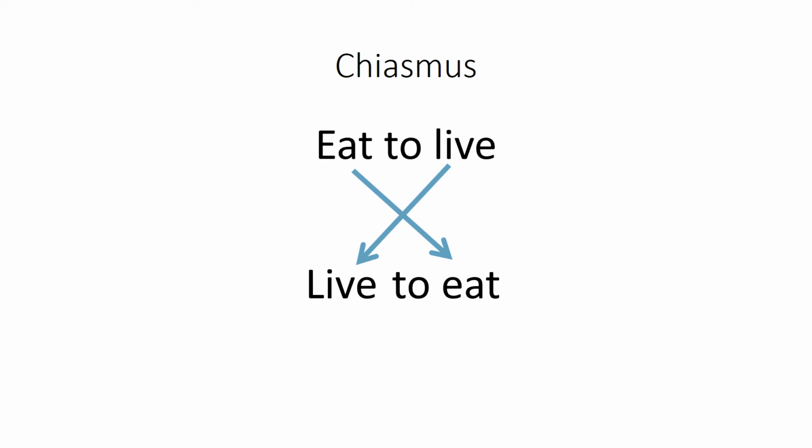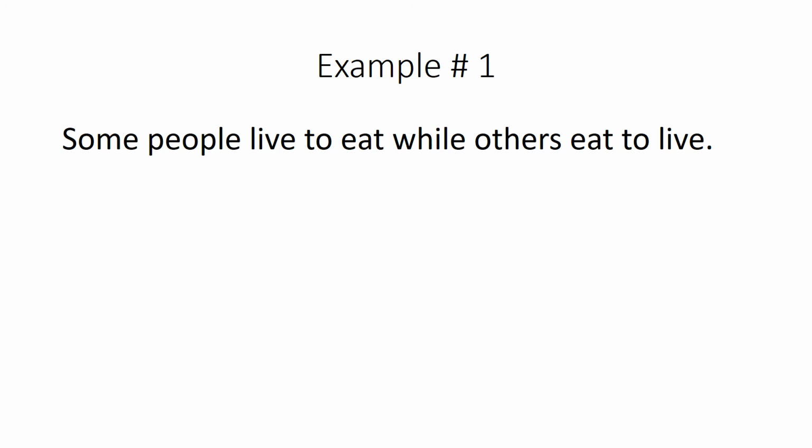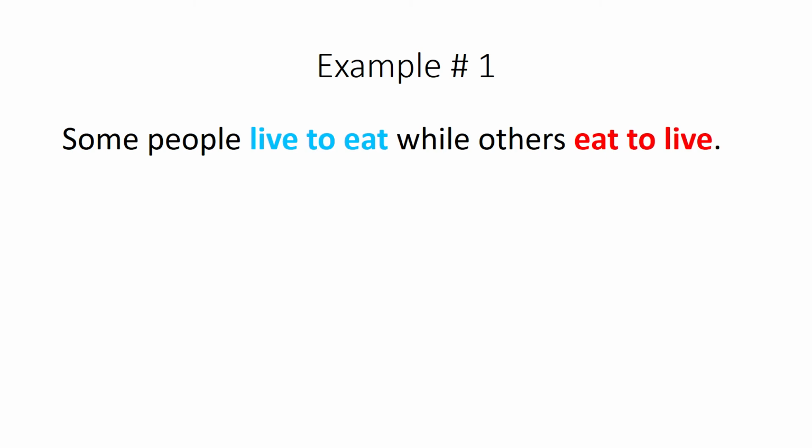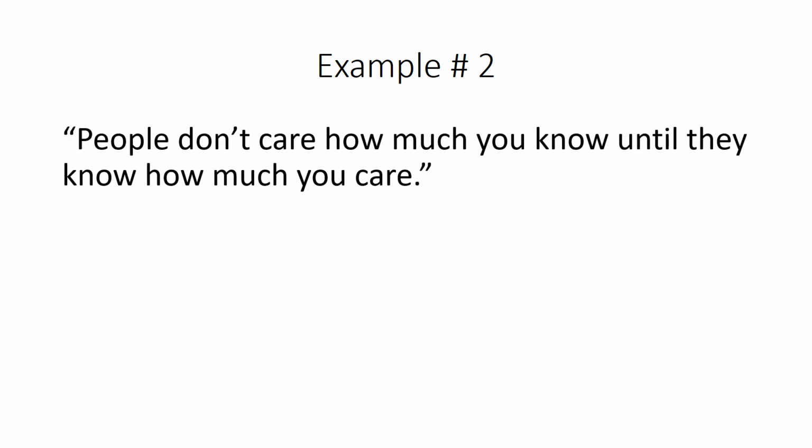So let's take a look at the full sentence. Some people live to eat while others eat to live. Live to eat is the first phrase, it's reversed in eat to live, and it makes a very nice effect when speaking, because it shows different ideas by reversing the order of the words. Let's try another example. People don't care how much you know until they know how much you care.